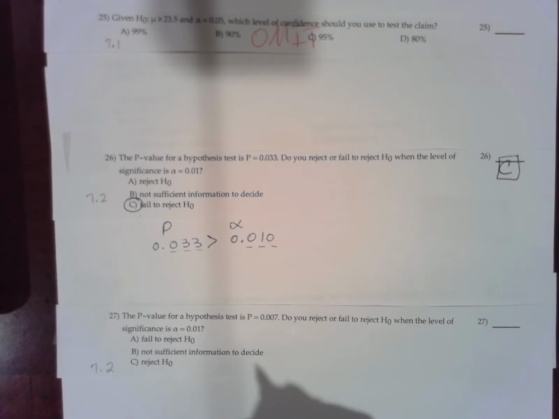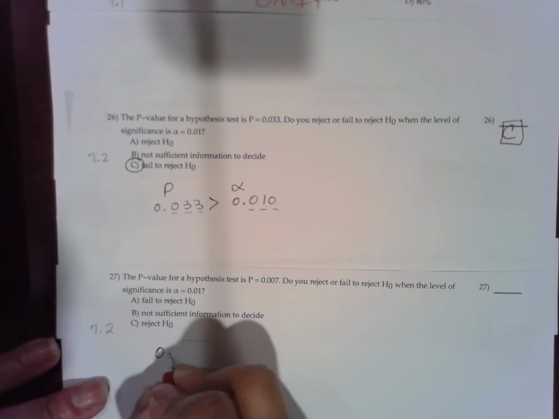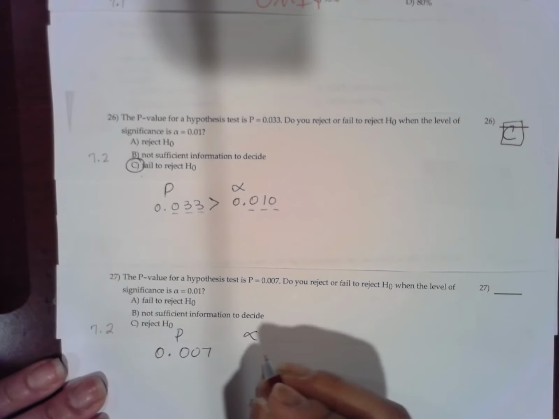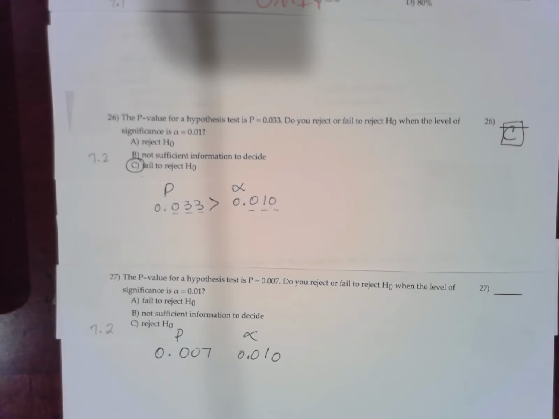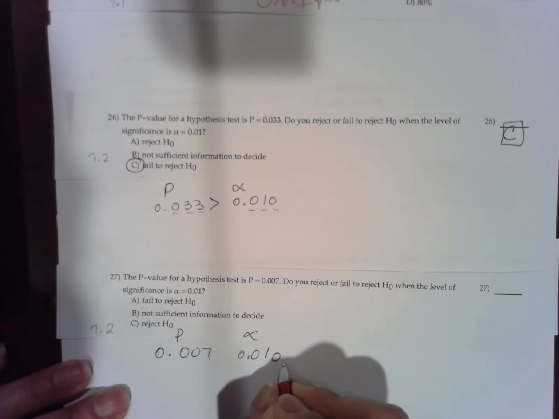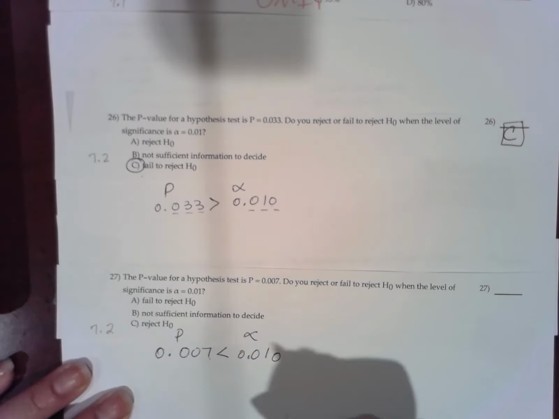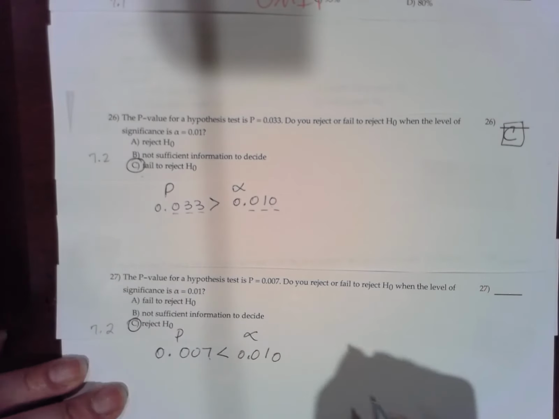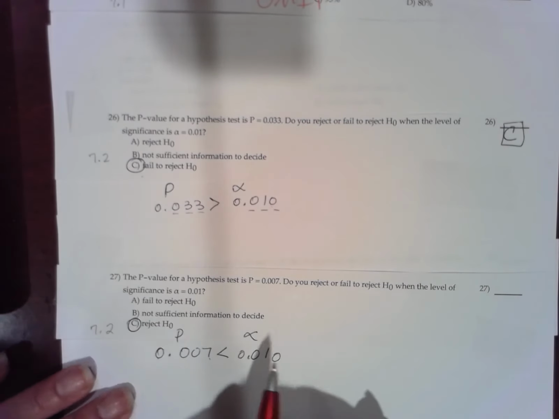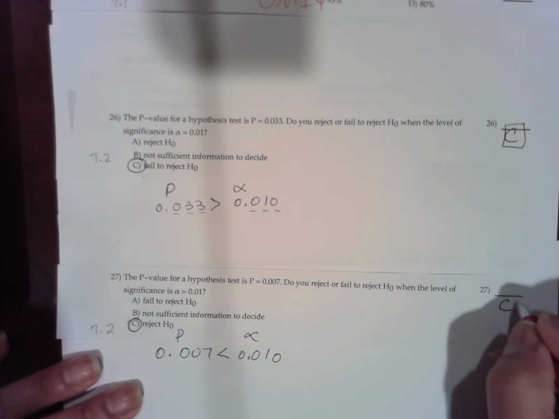So the next one, we're also provided with a p-value. The p-value here is 0.007. So again, the p-value always goes to the left. Alpha here is 0.01. The p-value has 3 decimal places, so the level of significance should also have 3 decimal places. So we're comparing 7 with 10 here. The p-value is less than the alpha. Therefore, you reject the null hypothesis. So when the p is low, the null's gotta go. That's it for that one.